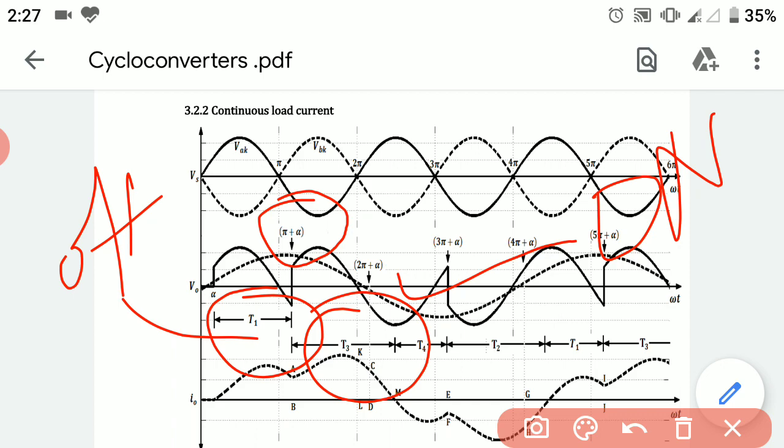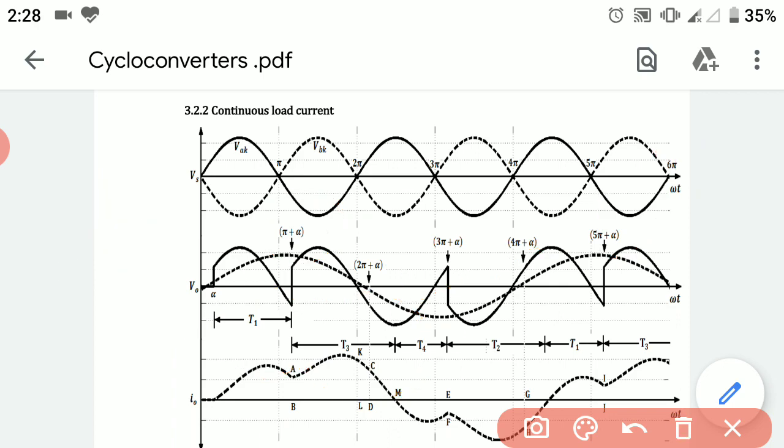There is no such delay, there is no such time period during which neither T1 nor T3 is conducting. Here we can see that from omega t equals 0 to omega t equals 2 pi, either thyristor T1 is conducting or thyristor T3 is conducting. There is no such time slot during which neither T1 nor T3 is in non-conductive mode.